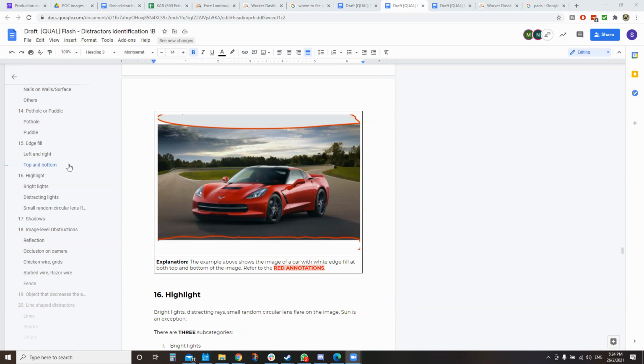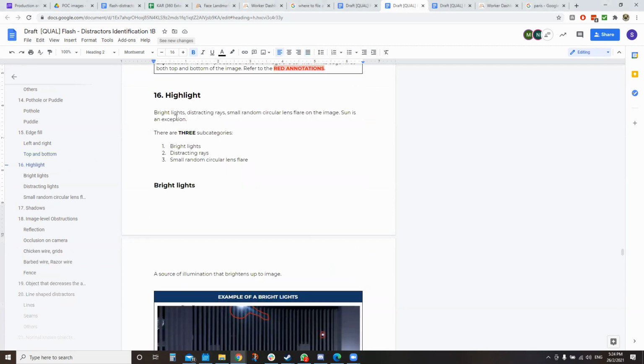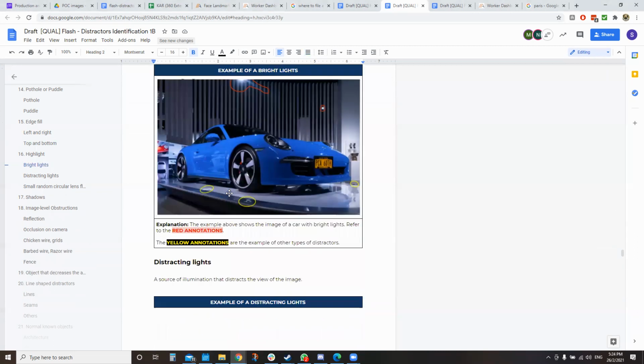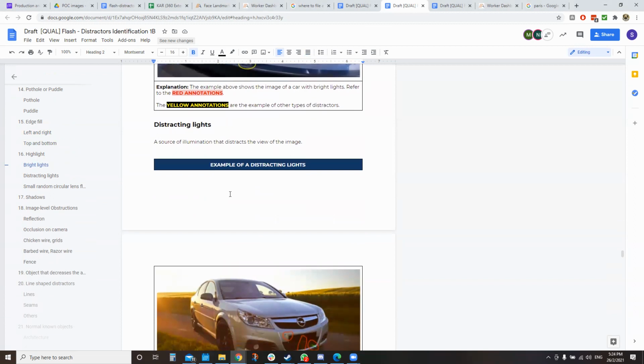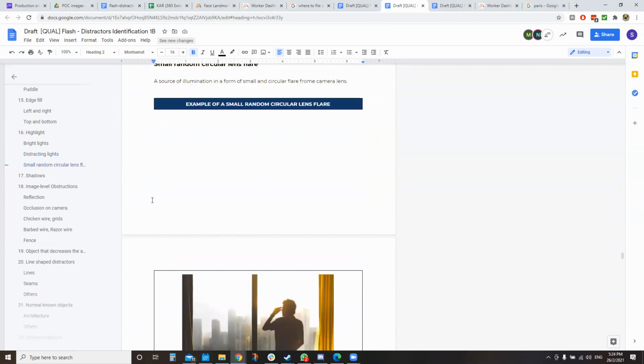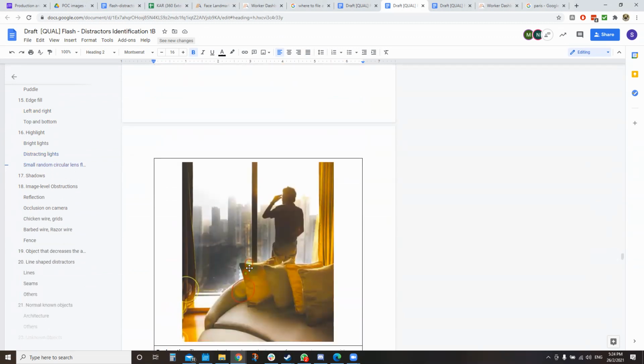Highlights are basically distracting lights or random flares that are on the picture like this. Random lights that are distracting you. Here same. This one is not a distracting light because you can see that the sun is here actually. So you cannot say it is a distracting light. Here, this one, circular flare, reflection.